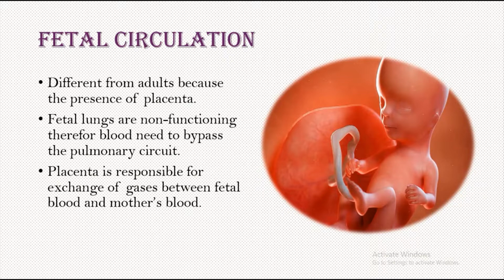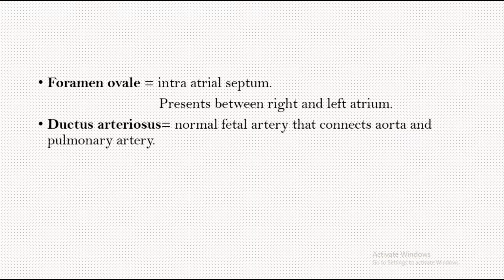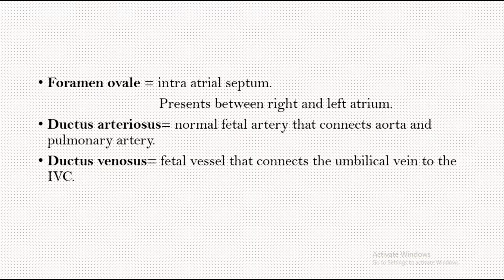Before we learn about the actual fetal circulation, we have to know about the following structures, namely foramen ovale, ductus arteriosus, ductus venosus, umbilical artery and the umbilical vein. So what are these structures? The foramen ovale is the opening in the interatrial septum, present between the right and the left atrium. Ductus arteriosus is the normal fetal vessel that connects the aorta and pulmonary artery. Ductus venosus is a fetal vessel that connects the umbilical vein to the inferior vena cava.